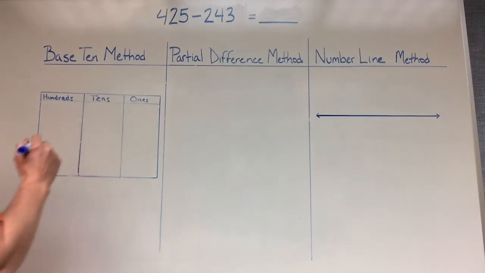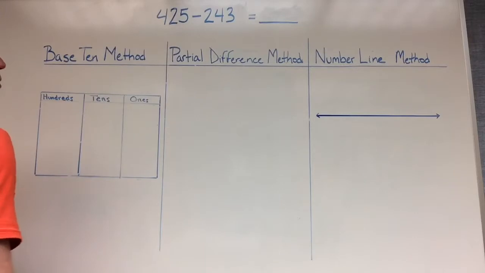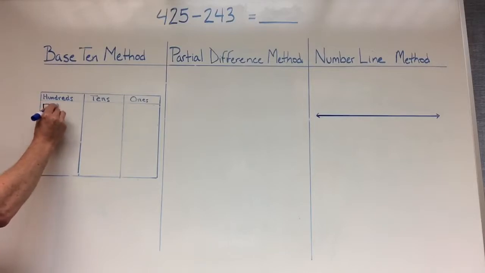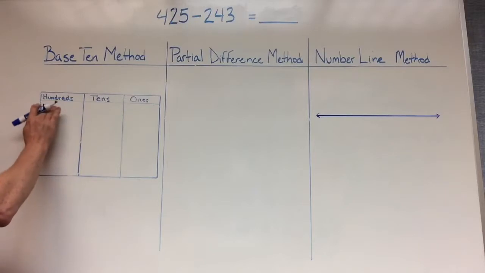Okay, the numbers that I'm using today to subtract are 425 minus 243. I'm going to start with the base 10 method, and I'm going to start with the number 425 and break it down into the base 10 model. So 425, there are 4 100s. 1, 2, 3, 4, and I'm using squares to represent the hundreds, although I'm going to push those down a little bit.